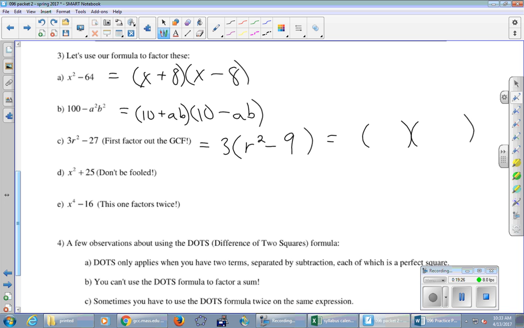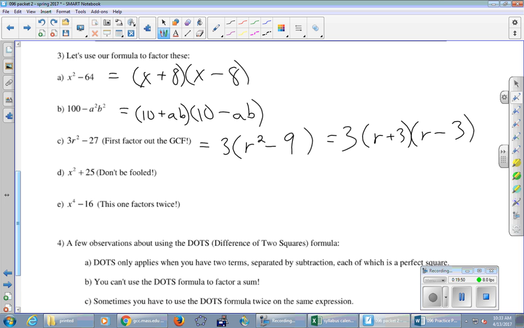First terms had better give you r squared. Last terms had better give you 9. Got to be copies of each other. 1 plus, 1 minus. So r, 3, r, 3, 1 plus, 1 minus. What did I forget? The 3. You cannot lose the 3. All we did was the stuff in the parentheses. Once that 3 is in the front, it is forever in the front. So copy it down.